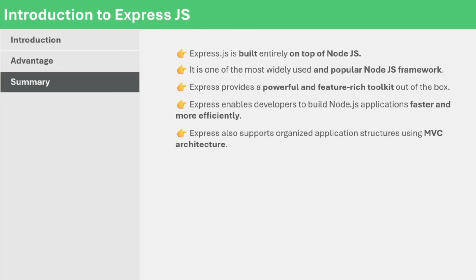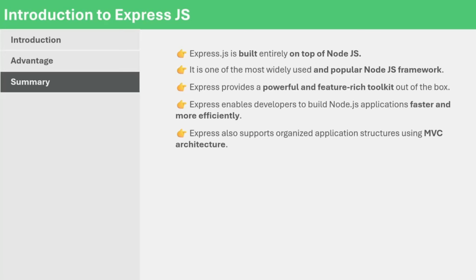And Express also supports organized application structure like MVC, which stands for Model View Controller architecture. So this architecture helps in maintaining scalable and maintainable code. And this is a widely adopted software design pattern in both small and large applications. And we are also going to explore this architecture, the MVC architecture, in detail later in this course.